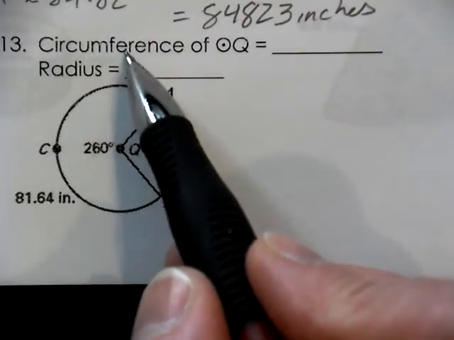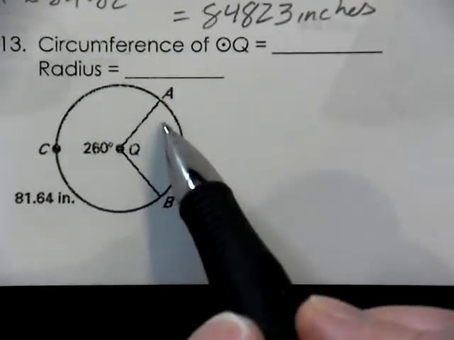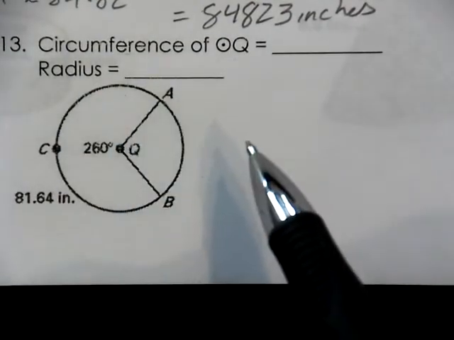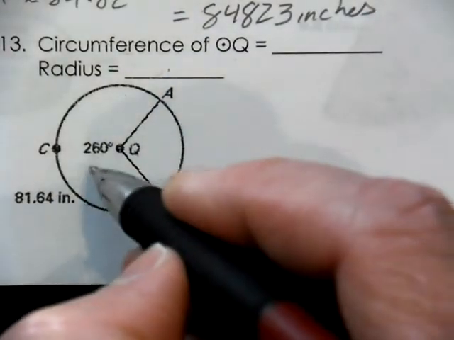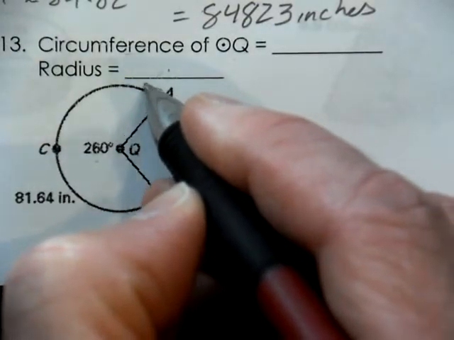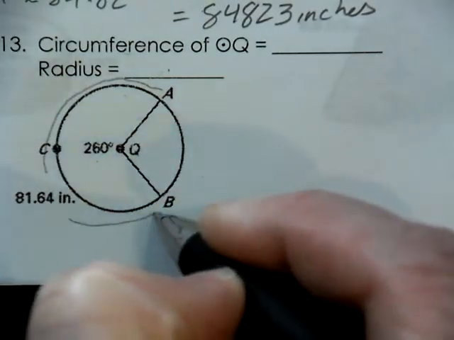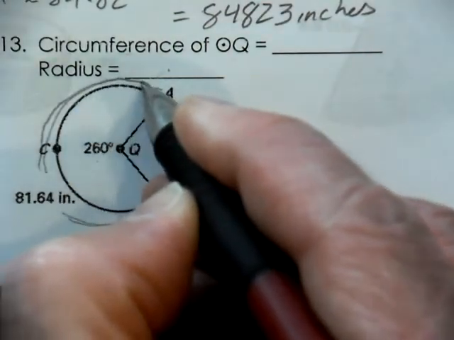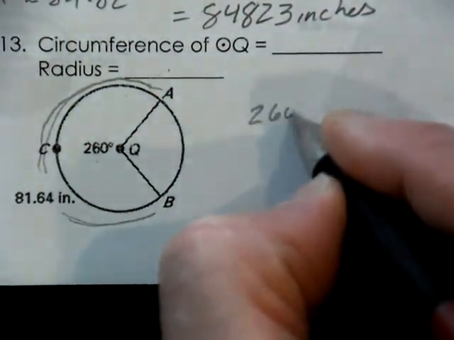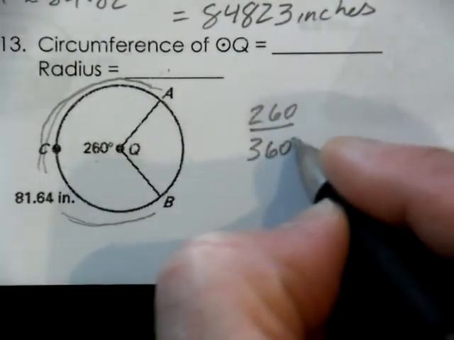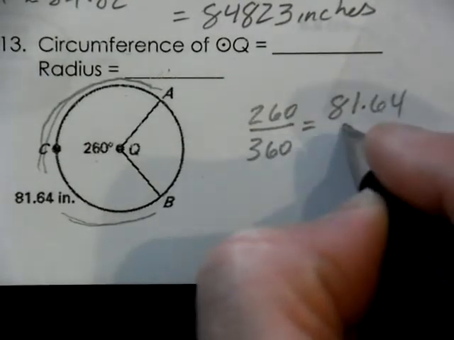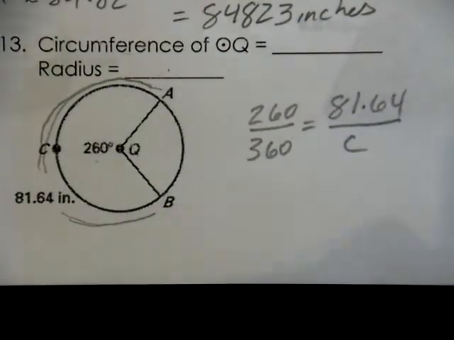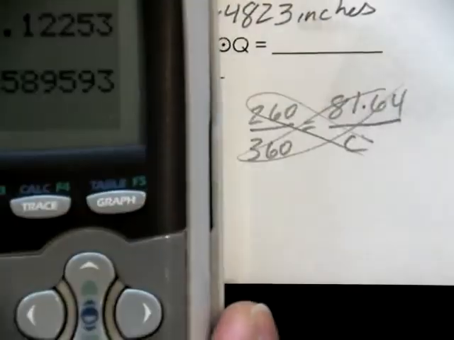So here, we're looking for the circumference, that's the distance all the way around. We're also looking for the radius. Well, if this is 260, and this implies that this is 81, so 260 divided by 360 equals 81.64 over our circumference. So we're going to have to bring the C up, bring the 360 up.